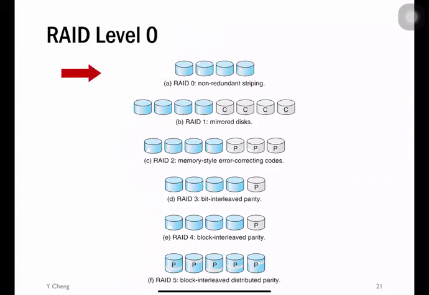So let's first talk about the first level, the baseline case, which is called RAID level 0, sorry, okay? It serves as the best case baseline in terms of both performance and capacity, but it definitely sacrifices on the third dimension, which is reliability. Let's zoom in and take a look at why.